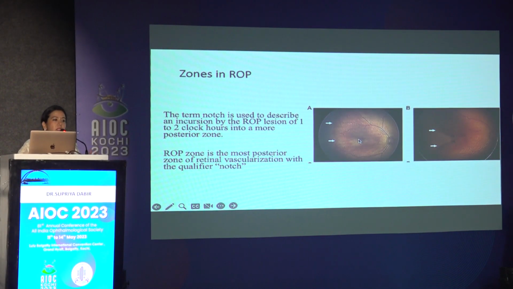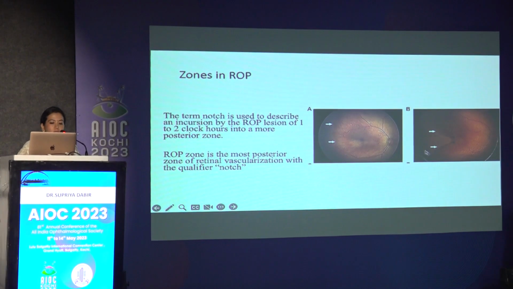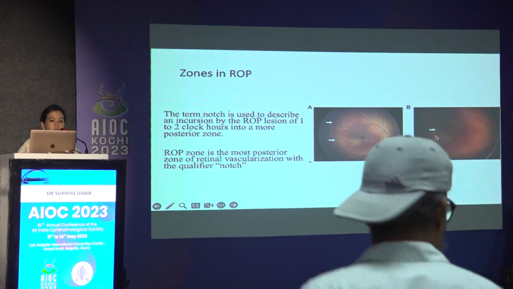So this posterior-anterior definition was done with the ICROP3, and further what was defined is a notch, which is basically an incursion of the ROP lesion of 1 to 2 clock hours, which goes in more posteriorly. This has been defined as a notch, and so how we define the zone is by the most posterior zone of this vascularization with this notch.